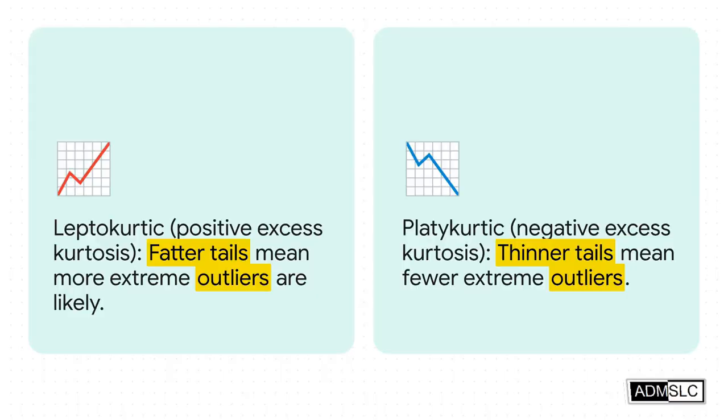We even have some fancy names for this. Distributions with high positive excess kurtosis are called leptokurtic. Just remember, that means fat tails, which translates to more outliers. On the other hand, distributions with negative excess kurtosis are platykurtic. That means thin tails and fewer extreme outliers than you might normally expect.